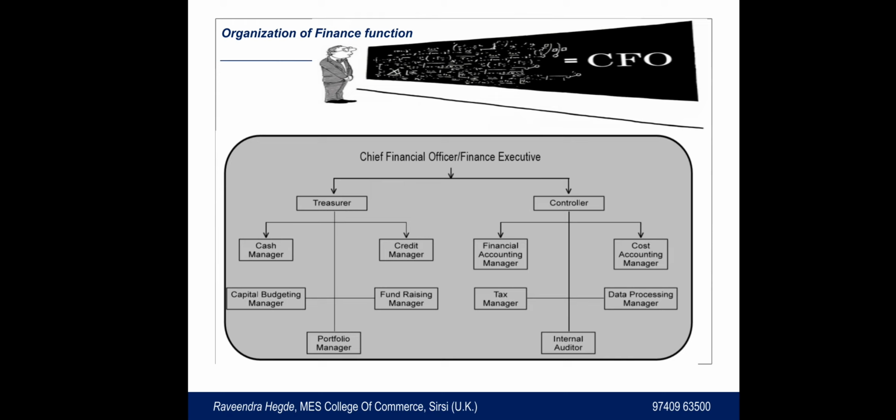The treasurer and controllers work under the supervision of chief financial officer, and cash manager and credit manager work under treasurer. The financial accounting manager and cost accounting manager work under the supervision of controller, and portfolio manager also works under the supervision of treasurer, whereas internal auditor works under the supervision of controller.